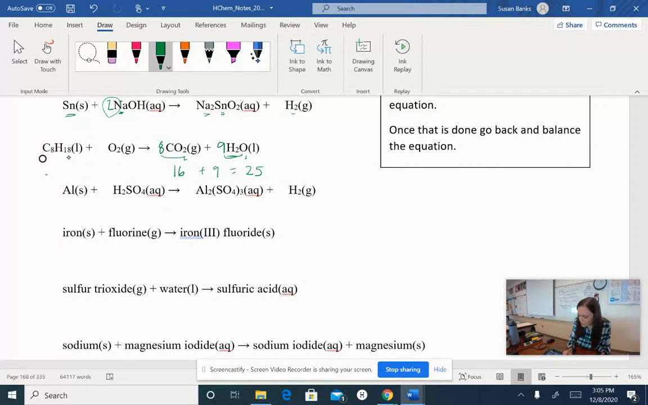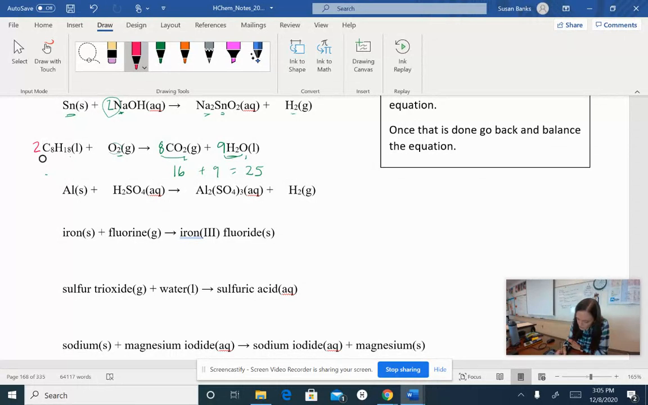Okay, how do I get 25 oxygens out of groups of 2? Can I divide 25 by 2? I can, but does it give me a whole number? No, it doesn't. It gives me 12.5. And remember, my coefficients need to be whole numbers. So what that means is I need to double everything. So I'm going to go back through and I'm going to double everything.